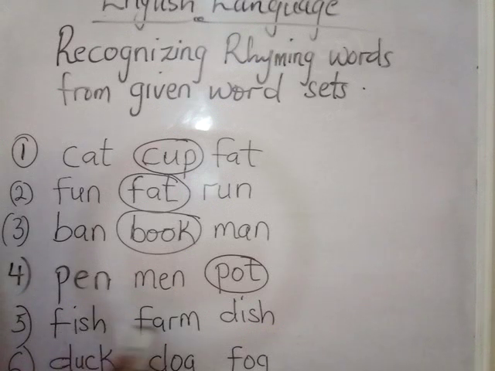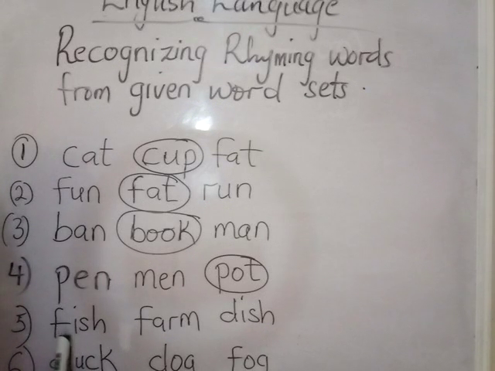So the next words here are fish, farm, dish. Fish and farm have beginning sounds that are similar. But when we go further, we find "ish" and "arm." Ish, arm. They don't sound alike, do they? No. So we know that fish and farm don't sound alike at the end. Now let's look at fish and dish. The beginning sounds don't sound alike. But again, they don't matter because in rhyming words, it's not beginning sounds we're looking at. We're looking at ending sounds.